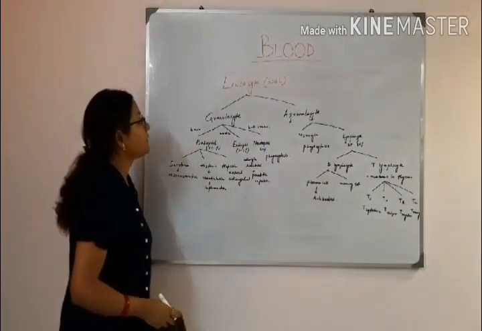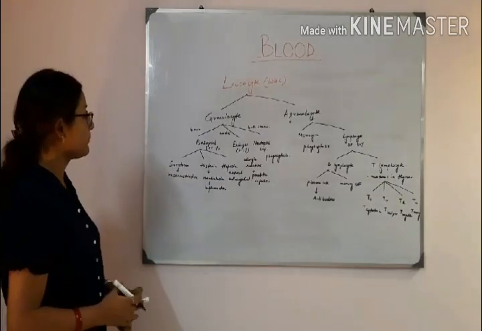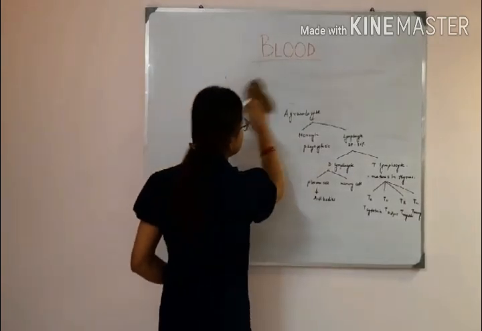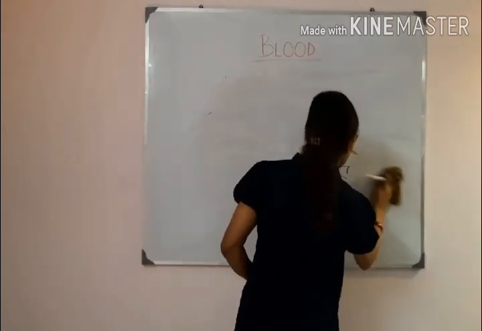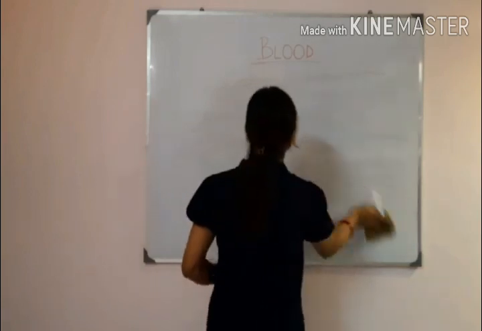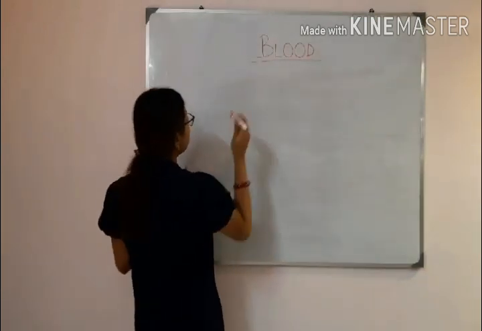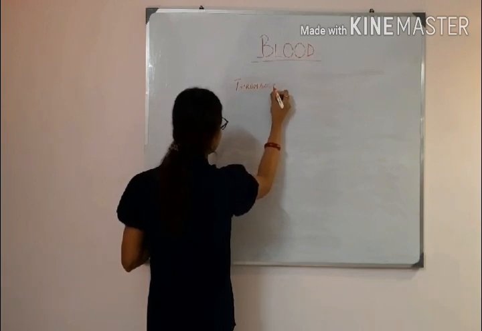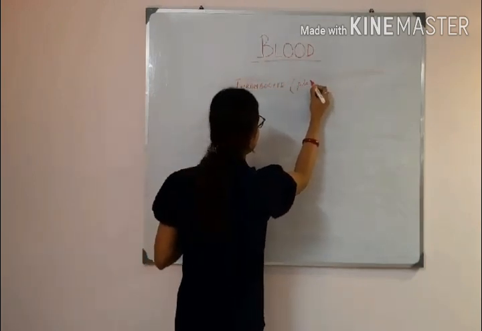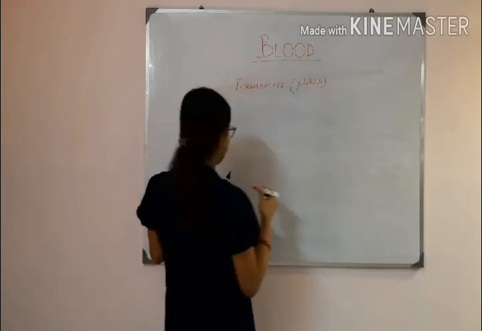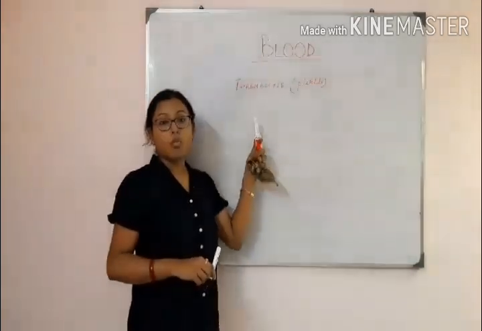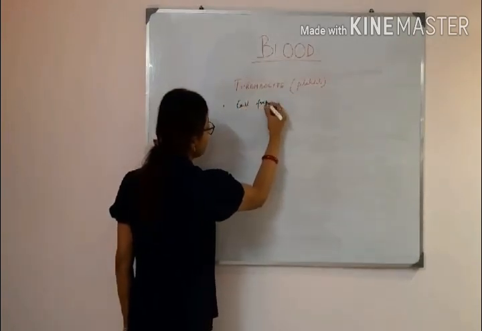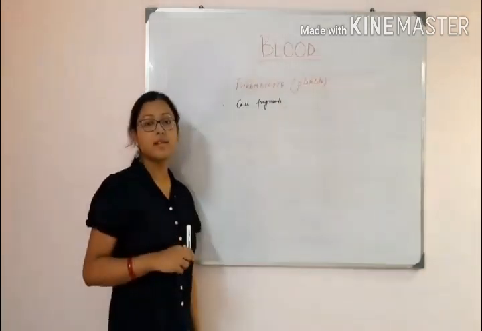Okay. Now we have completed leukocyte. Next we will go to thrombocyte, or platelets. So now we will see thrombocyte. These thrombocytes are not cells, these are cell fragments.